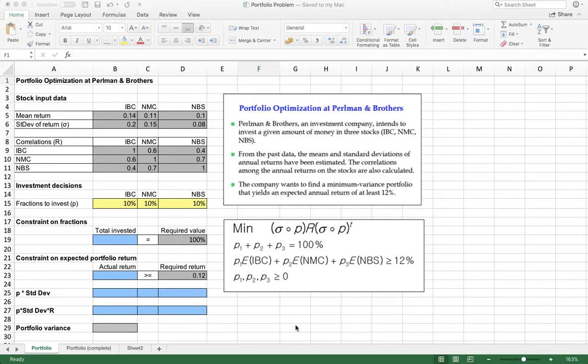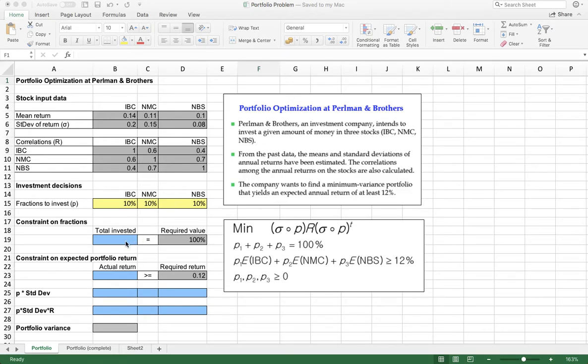Okay, if you take a look at the spreadsheet on the left, then you will see that the data is already entered in the spreadsheet. At the top, we have mean return and standard deviation of returns of 3 stocks. And the correlation matrix is given here. There are cells for my decision variables P1, P2, P3.